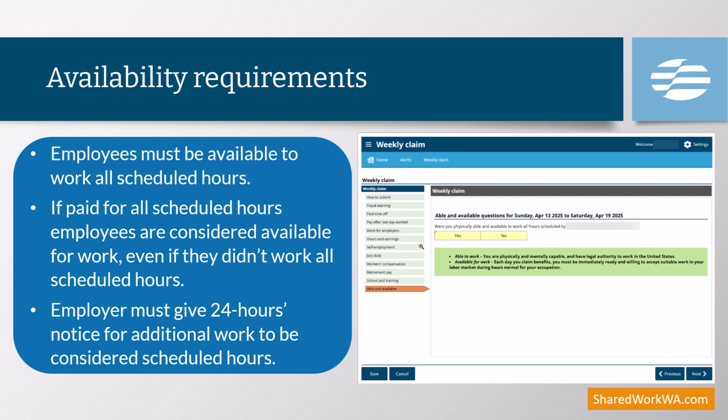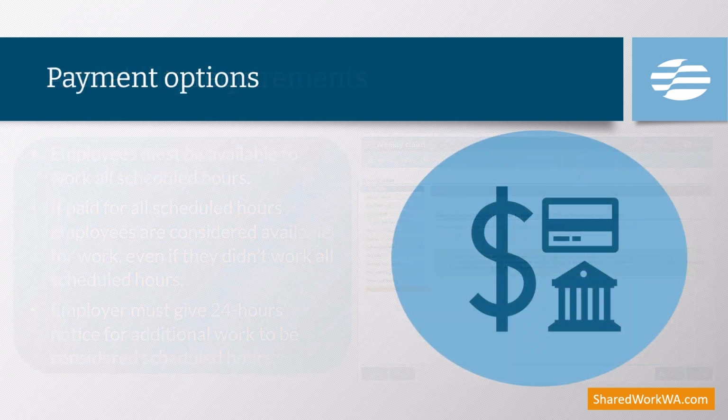Second, the law states that employees are not required to accept an offer of additional work outside their scheduled hours if they are not given at least 24 hours notice. Shown on screen is an example of the online weekly claim form in eServices with the question asking about availability.